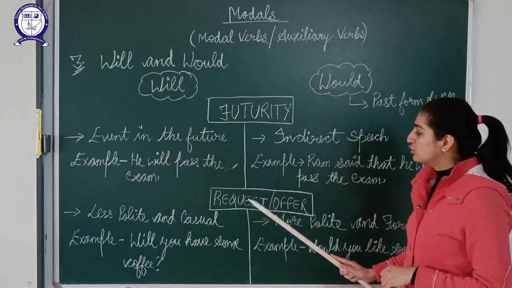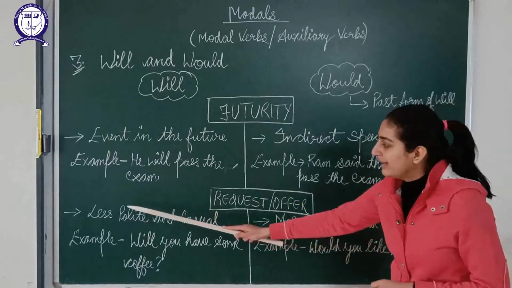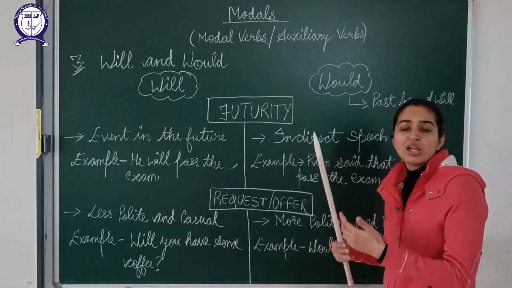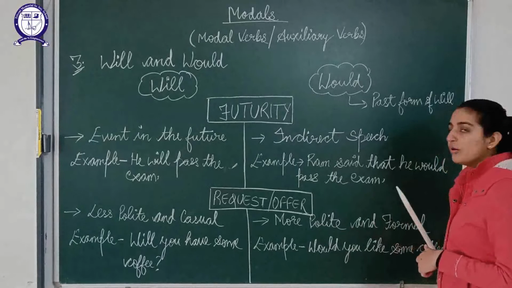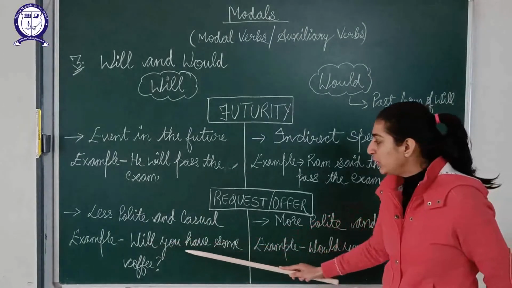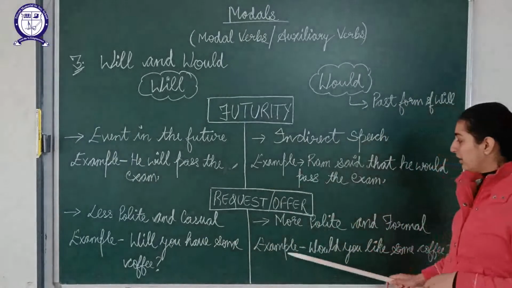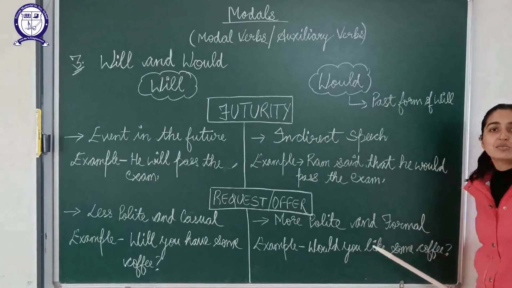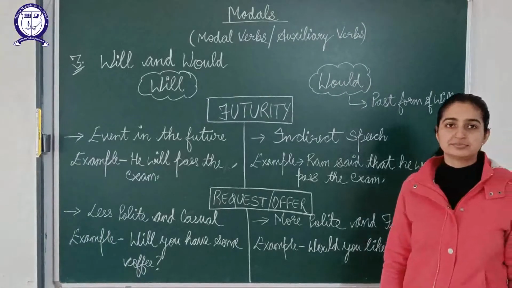Next, they both are used to show request or any offer. Will is less polite and more casual in nature, whereas would is more polite and more formal in nature. For example, will you have some coffee? It is less polite. Here, the example is, would you like some coffee? Means it is more formal in nature.